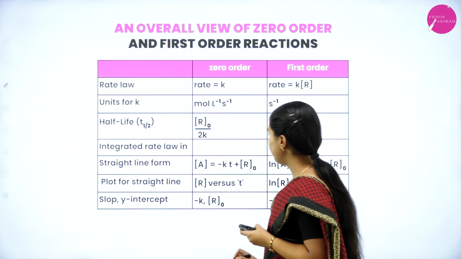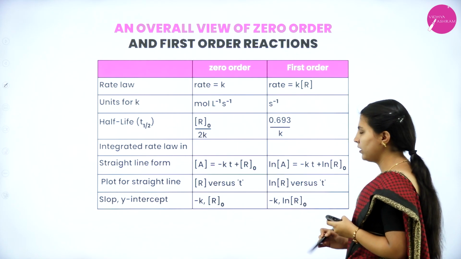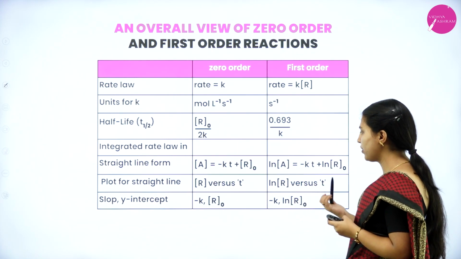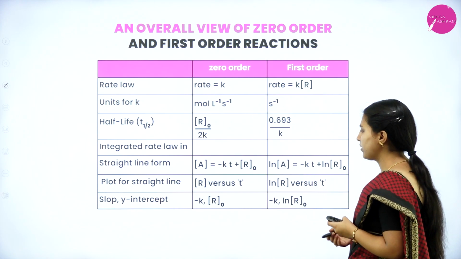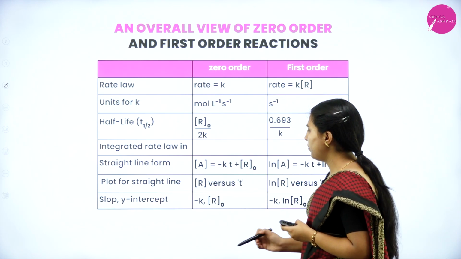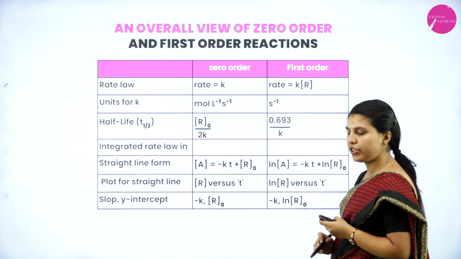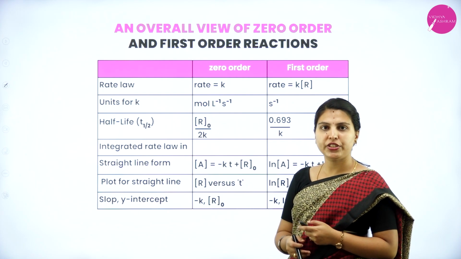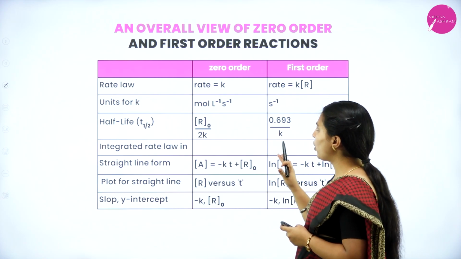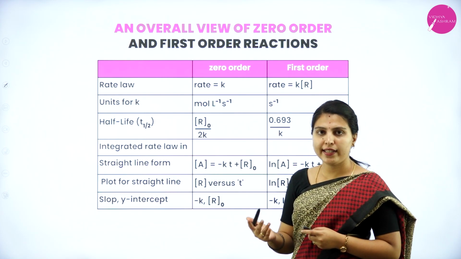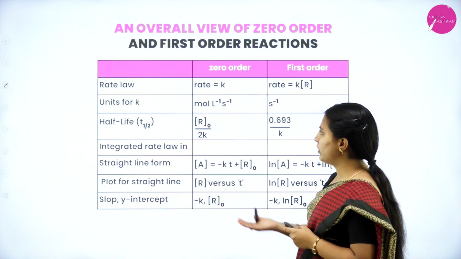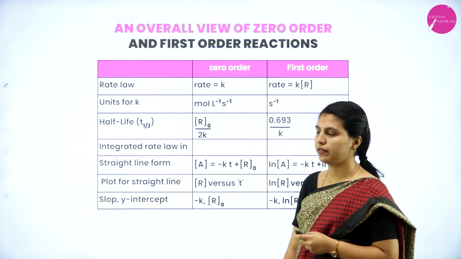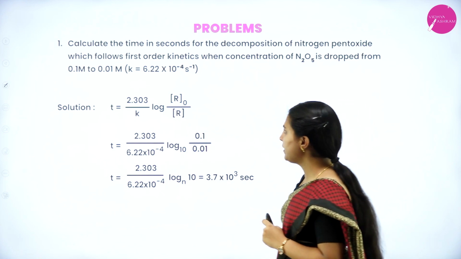Plots for straight line: [R] versus t, that is concentration versus t, and here ln[R] versus t. The slope is minus K, and the y-intercept is the initial concentration, or here, ln of the initial concentration. This is the overall view of zero order reaction and first order reaction with respect to these conditions. Next we will see some of the numericals.